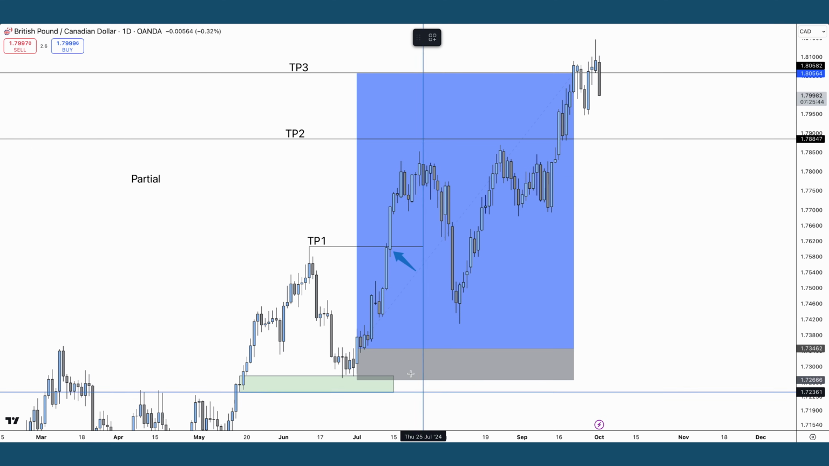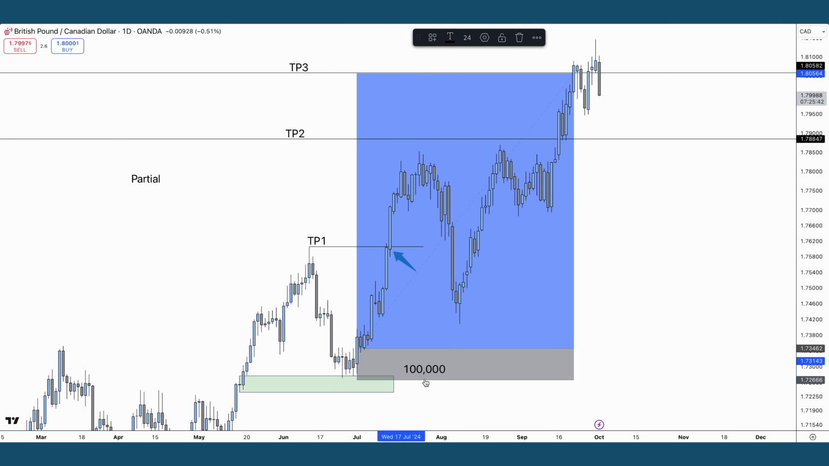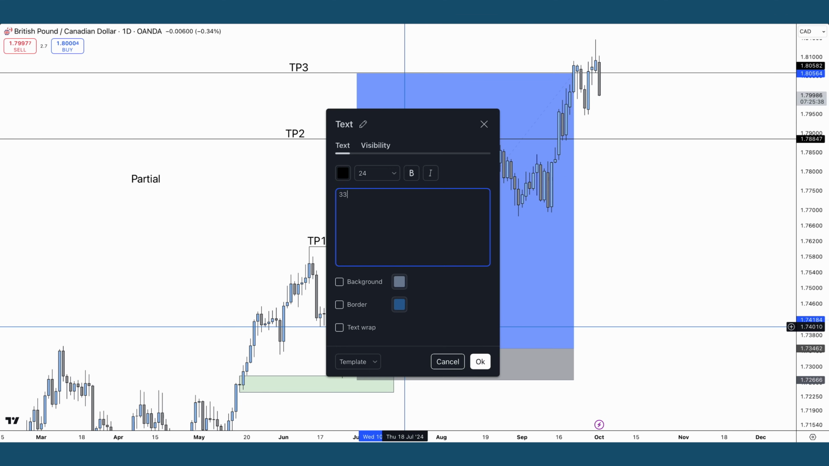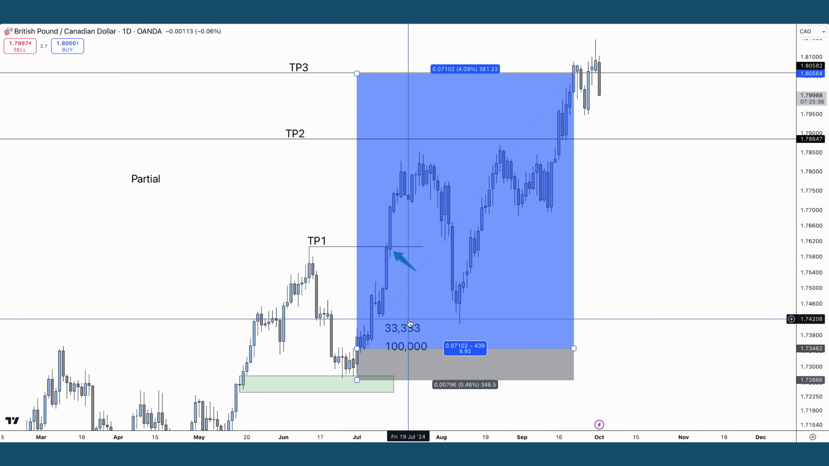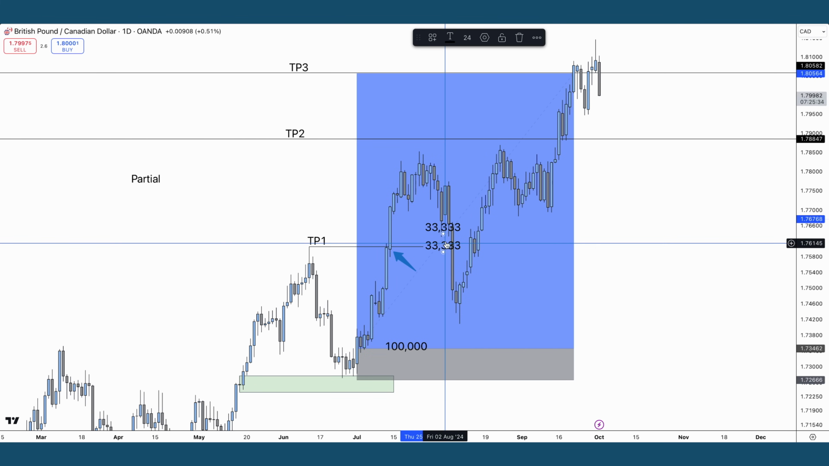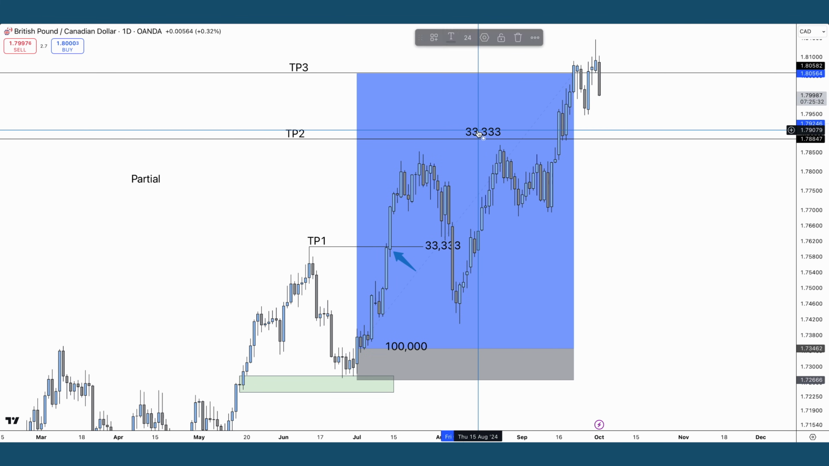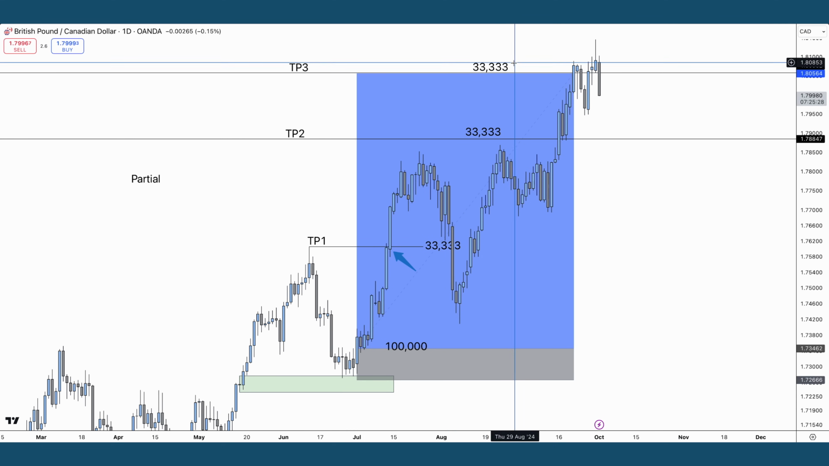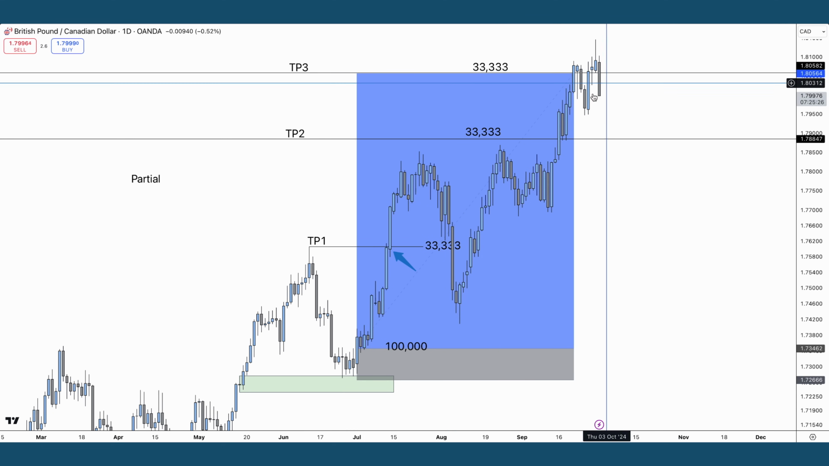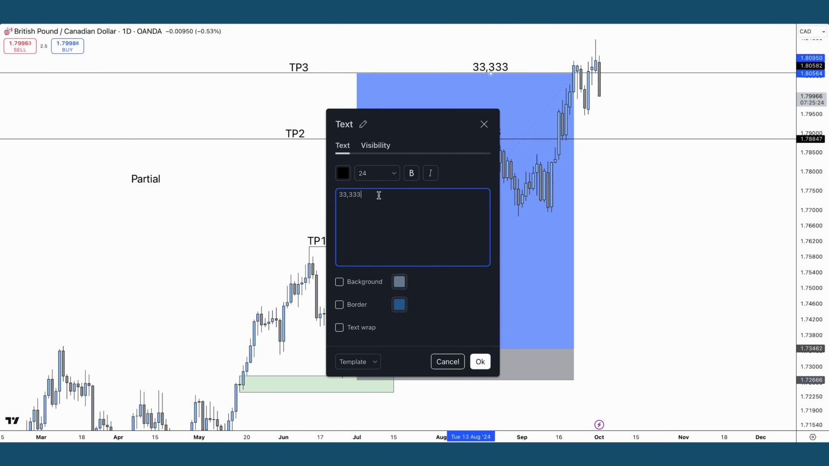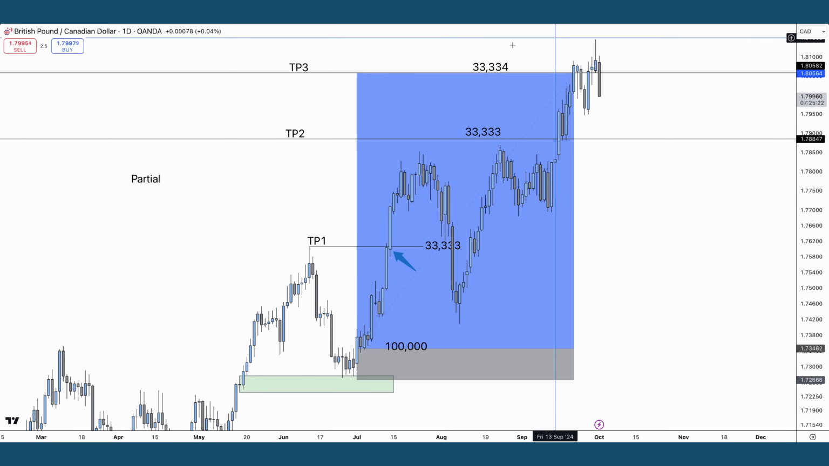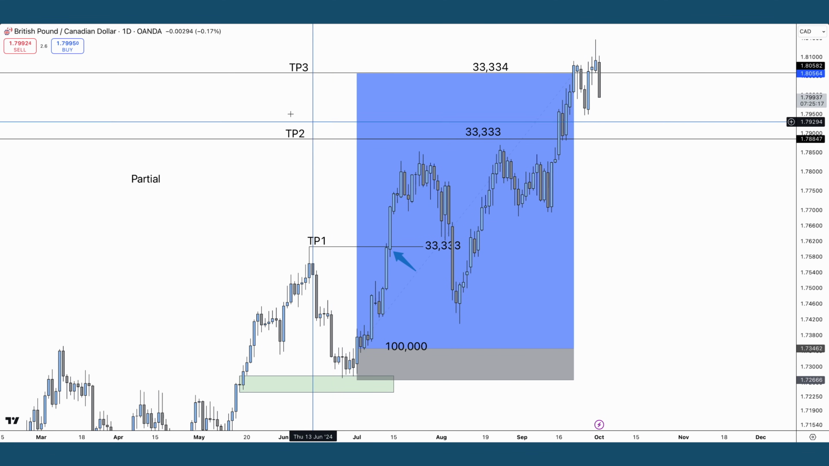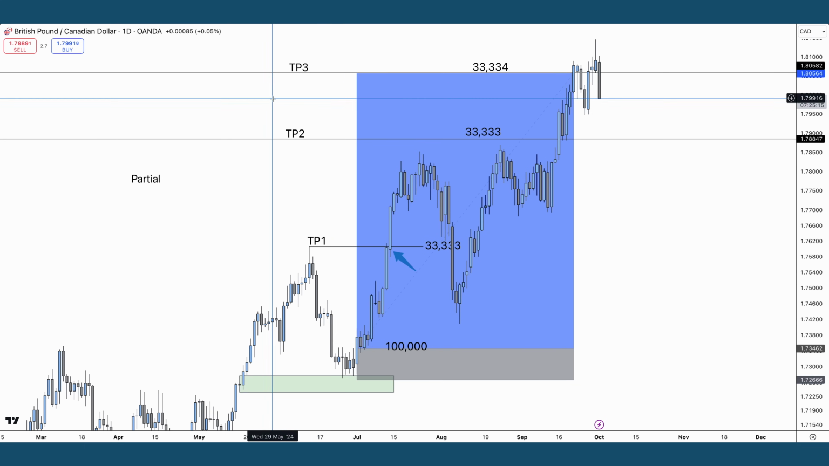So let's say we bought 100,000 contracts down here at our entry. Well, then we could close 33,333 contracts at this level. We could then close 33,333 contracts at the second level and the final 33,333 contracts at the final level, or we could call it 334 if we want to be correct about it. This would mean that we are taking profits in 3 sections. We have TP1, TP2, and TP3.